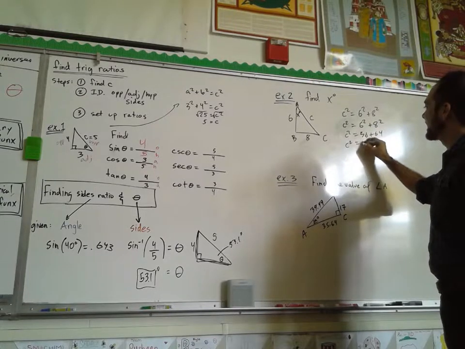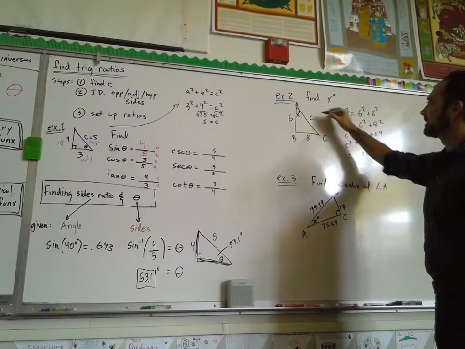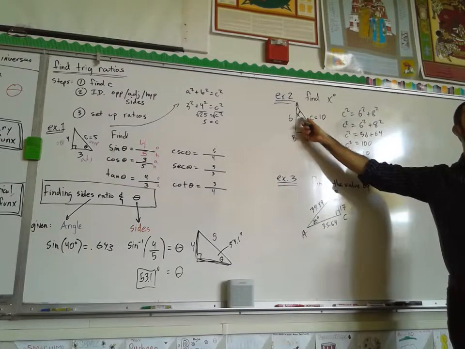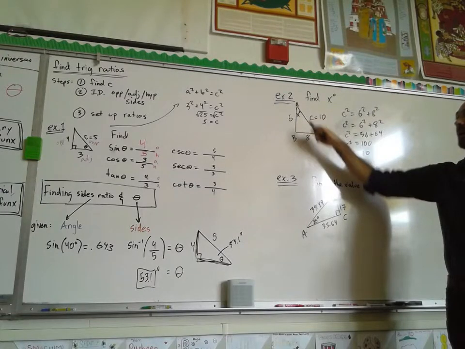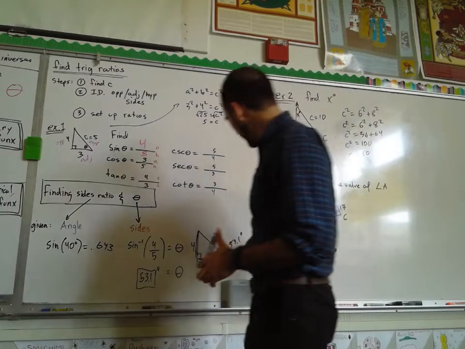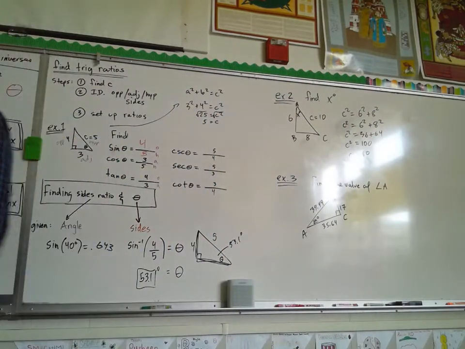Good. 10? Yeah. C is 10, right? Yeah, we did that earlier. Very good. C is 10. Okay. Here is your theta, the x degrees. I want you to label your hypotenuse, opposite, and adjacent. Once you have those down, we're ready for our ratios. We're ready to solve this.